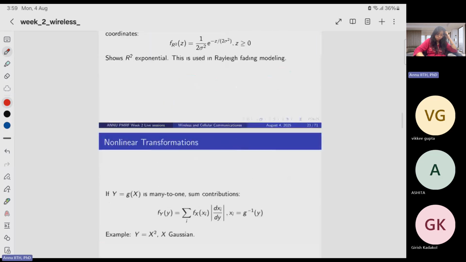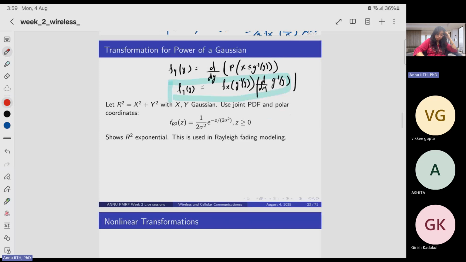Now, moving to the next part, the power of Gaussians. Like for x, r square is equal to x square plus y square. Then using the joint PDF and polar coordinates, it is 1 upon sigma square e power minus z divided by 2 sigma square. I will tell you one thing: r square is exponential in nature.